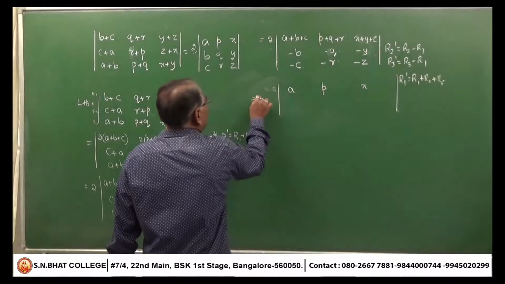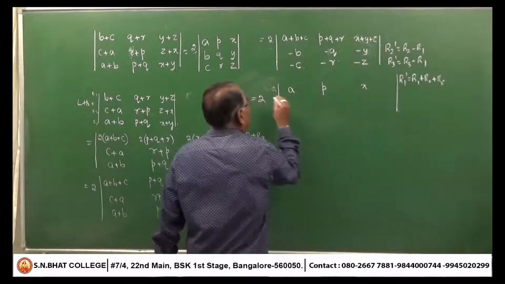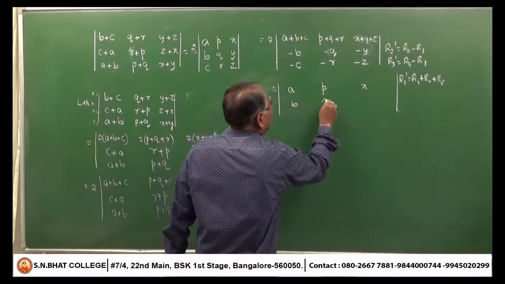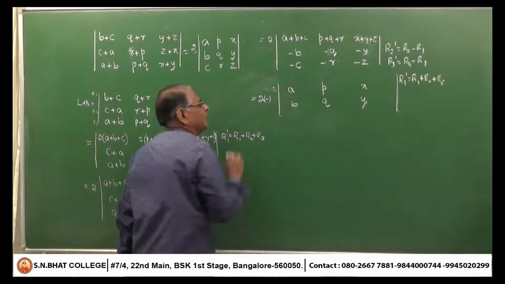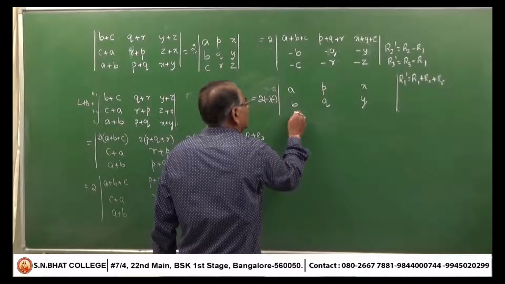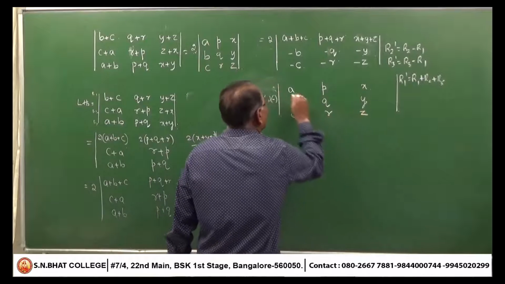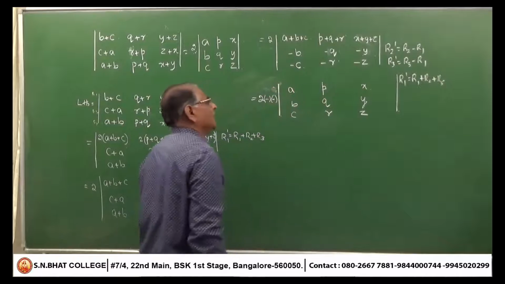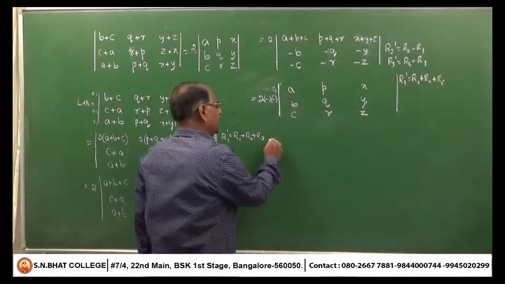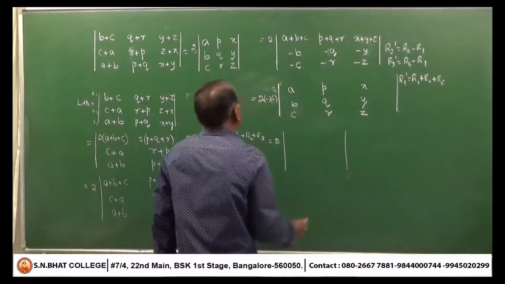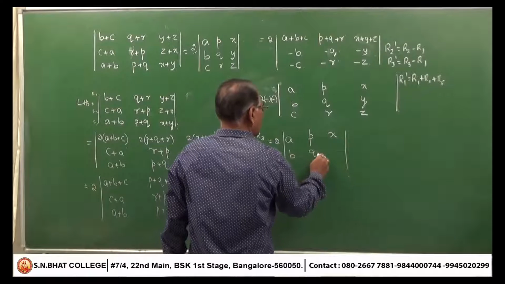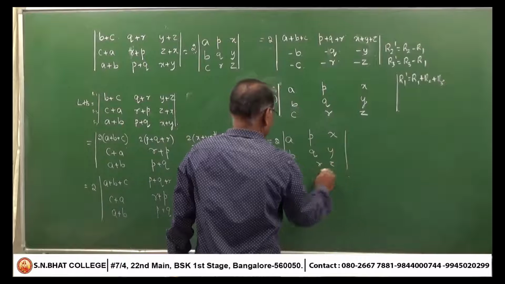Next, in the second row you take minus common factor. Second row minus common factor means B, Q, Y. Third row again minus common factor. You get C, R, Z. Second row minus common factor, third row minus common factor. This becomes 2 into determinant of A, P, X; B, Q, Y; C, R, Z. This is RHS.